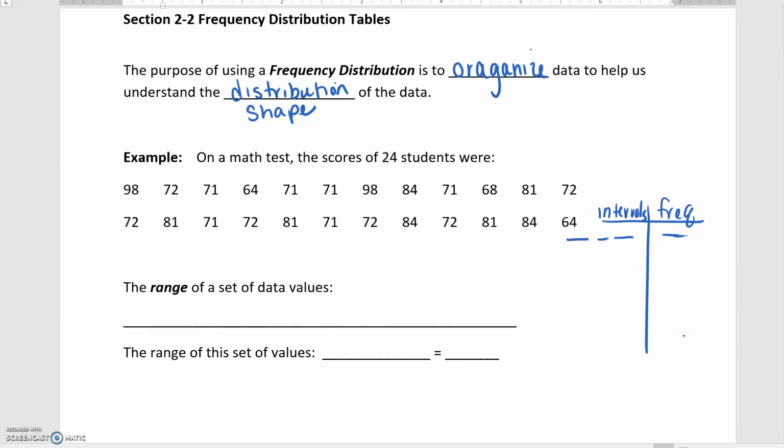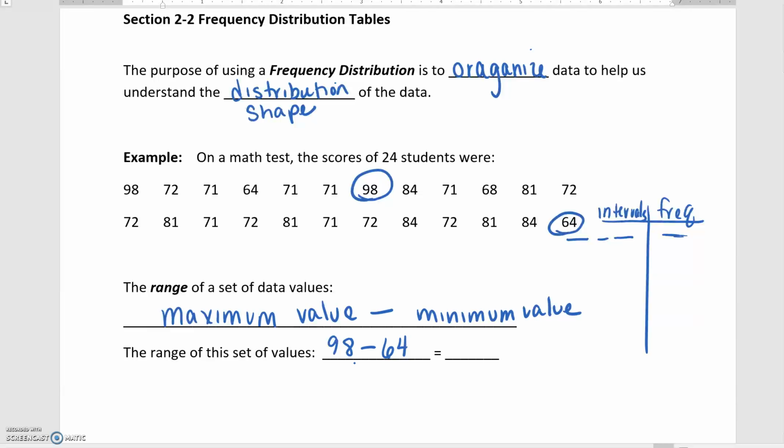So to set up the intervals, we first need to find the range of the data set. And the range is how far apart the total data set is. And so to do that, we're going to take the maximum value and subtract the minimum value. So for this data set, our maximum value is 98. And our minimum value is 64. So we'll take 98 minus 64 is 34. So our range is 34.